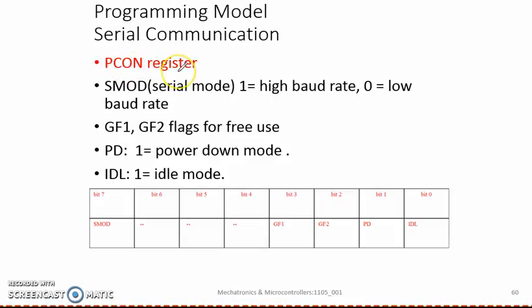So the power control register is also used in serial communication. The SMOD bit of the power control register is used for setting the baud rate. If it is 0, the baud rate is normal. If it is 1, then the baud rate will be doubled. Bits 6, 5, 4 are reserved. Bit 3 and bit 2 are general purpose flag bits. Bit 1 and bit 0 show the power saving modes of 8051. PD is power down mode and IDL is idle mode.